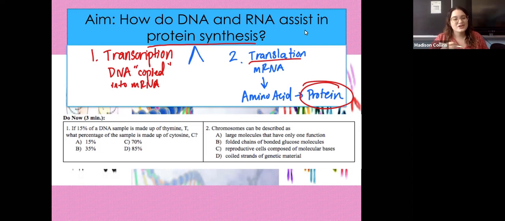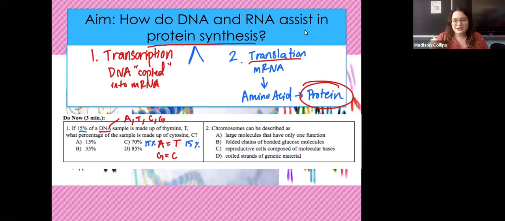So number 1, we've got just a slight math problem. I'm sure you guys can handle it. We're told that if 15% of a DNA sample is made up of thymine, what percentage of the sample is made up of cytosine? So remember that because this is a DNA sample, we're going to be dealing with the 4 bases A, T, C, and G. A always pairs with T, and G always pairs with C. So if 15% of our sample is thymine, because A and T are always paired together, that also means that 15% of our sample is adenine, okay?